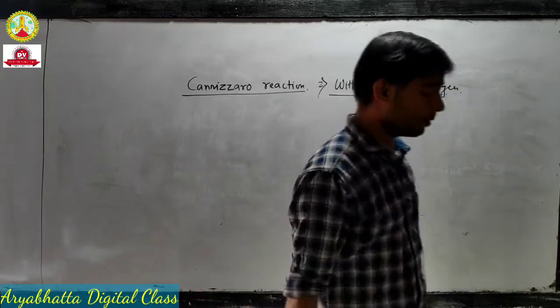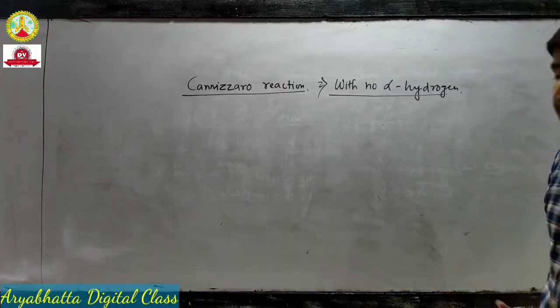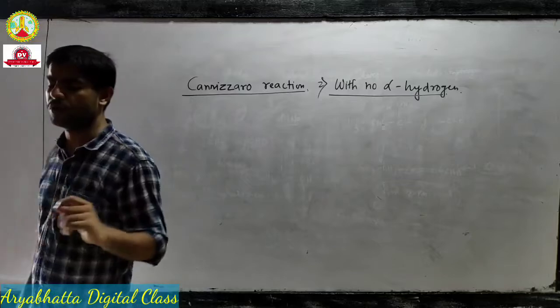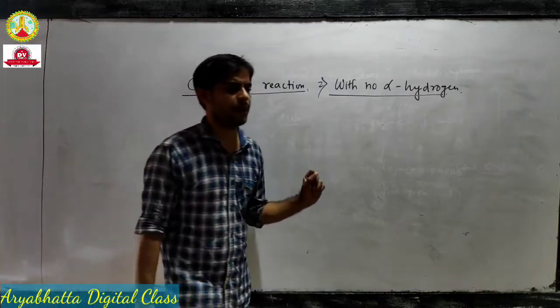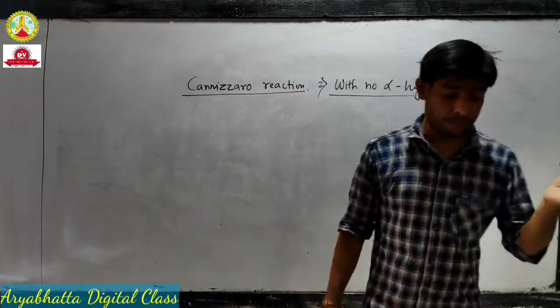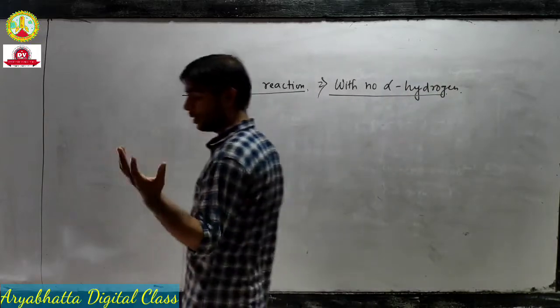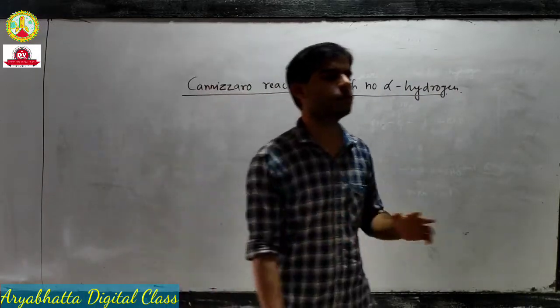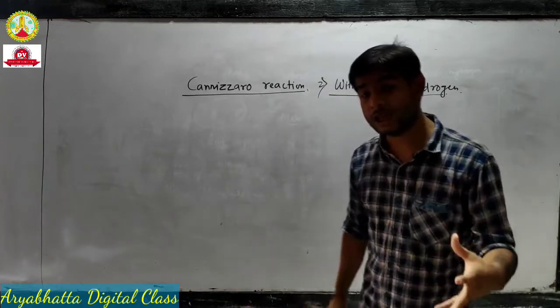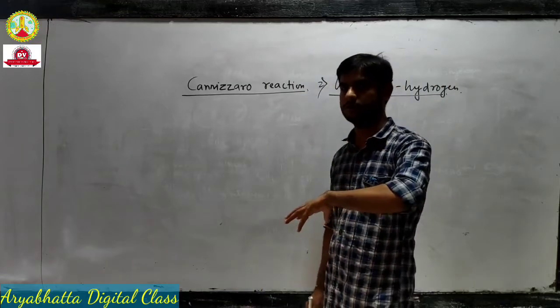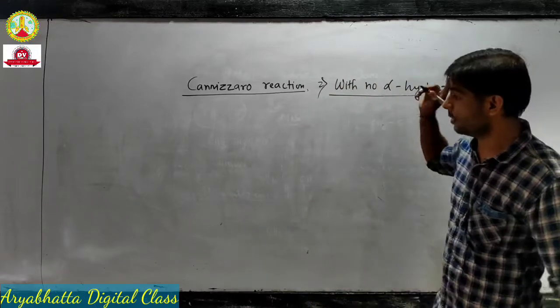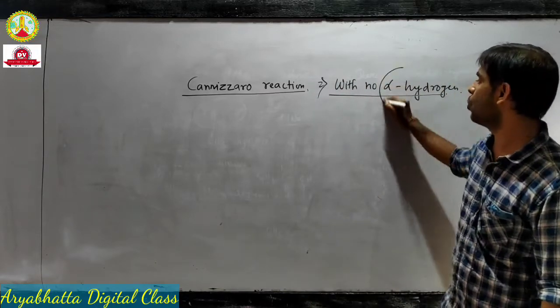So what we have seen in the last condensation reaction is that the prime condition was that there should be alpha hydrogen. For aldol condensation we need alpha hydrogen. Without alpha hydrogen, aldol condensation is not possible. And Cannizzaro reaction is just the reverse. That means this will happen only if there is no alpha hydrogen.